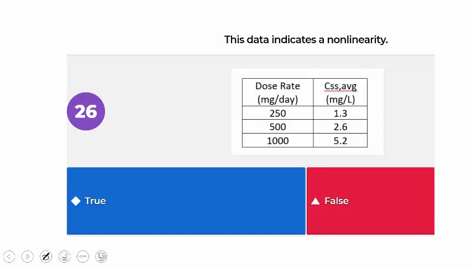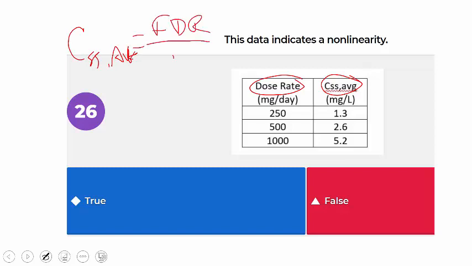Now, how you determine when data indicates a nonlinearity. Here we have dose rates and resulting CSS averages. Remember, CSS average is determined by bioavailable dose rate over clearance, right? So again, as long as your bioavailability and clearance are remaining the same as we just discussed, dose rate and CSS average should be proportional, right? So as your dose rate goes up or down, the CSS average should go up or down at the same relative rate. So here our dose rate is going from 250 to 500, so it's been doubled, right?